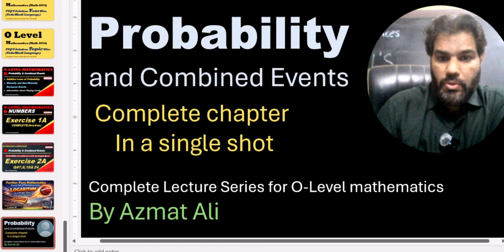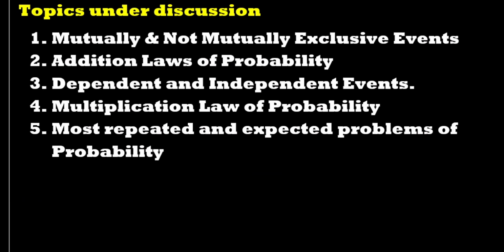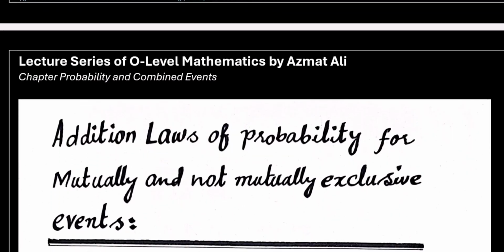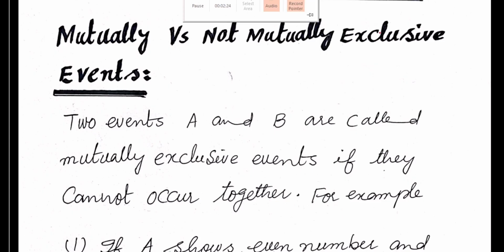Let's start from the topics that we will discuss in today's lecture. In today's lecture, I will discuss mutually and not mutually exclusive events, addition laws of probability, dependent and independent events, multiplication law of probability, and most repeated and expected problems of probability. So start from addition laws of probability for mutually and not mutually exclusive events. Firstly, we discuss what is meant by mutually and not mutually exclusive events.